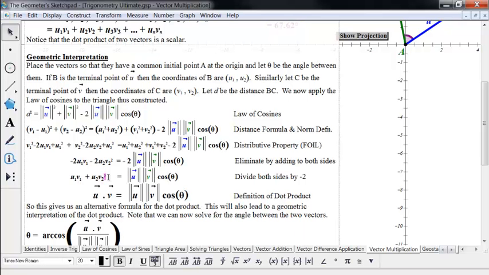Whoops, no square anymore. Shouldn't be a square there. Let's see if we can get rid of that, and those squares here. There we go.